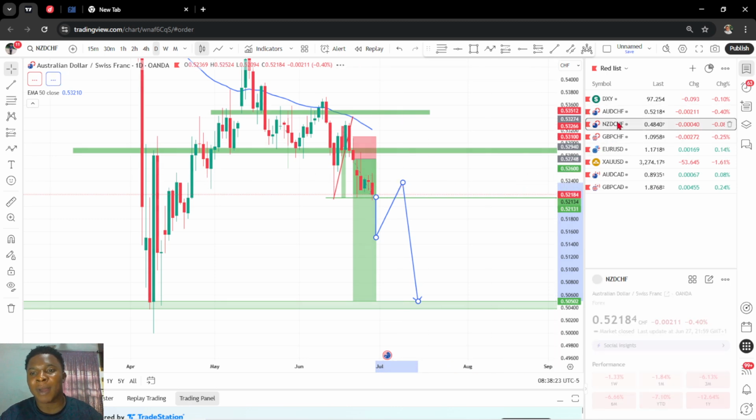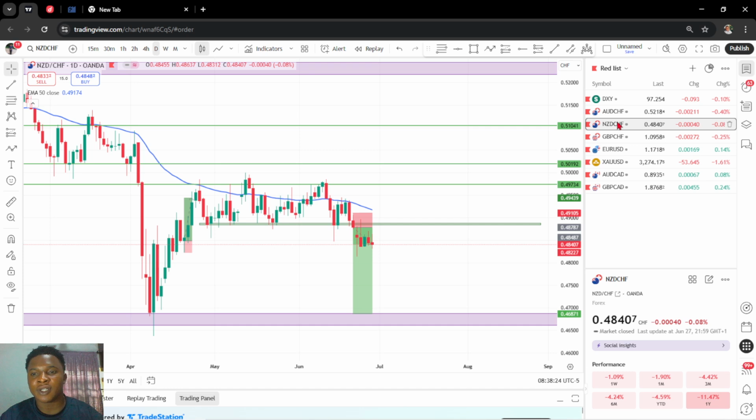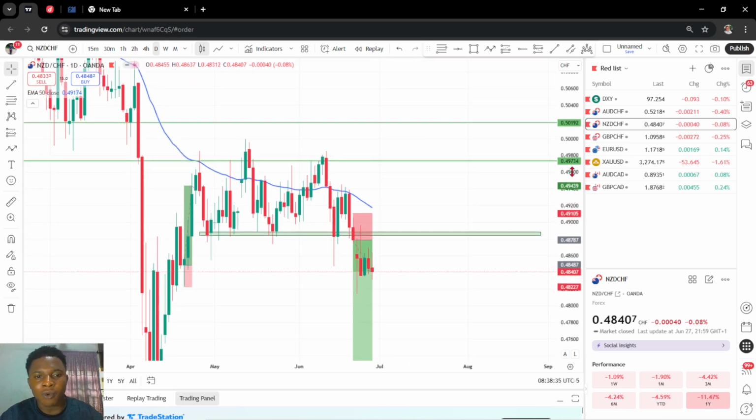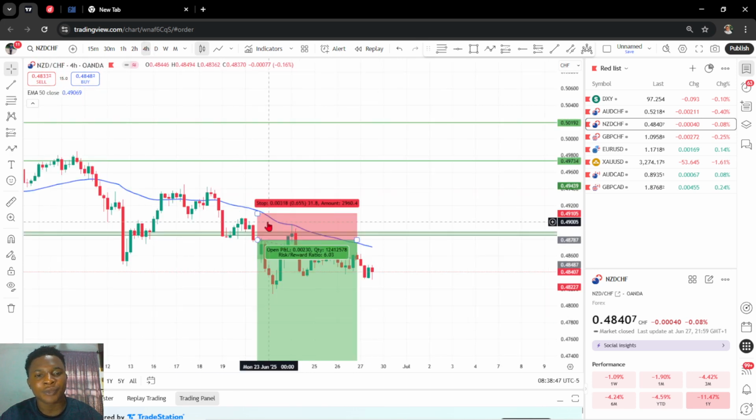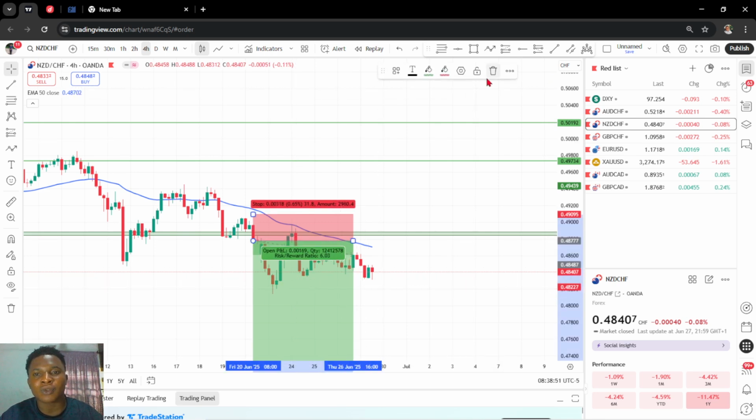The next on my list is NZDCHF. If you followed me closely on my previous analysis last week, you will see that I told you that once the market opens on Monday, you should enter a sell position immediately, or you can decide to wait for the market to test back to this level. And that happened on the 4-hour time frame. The market tests back to this level.